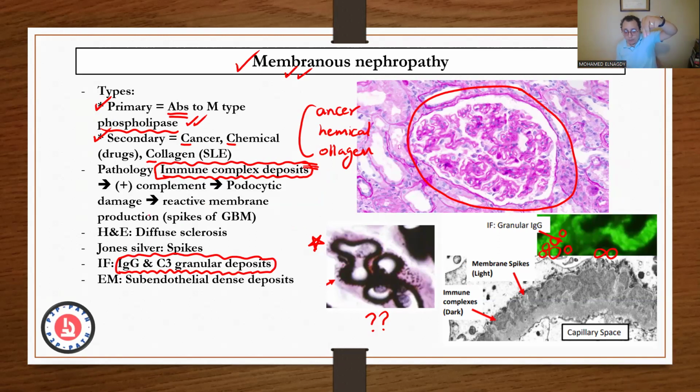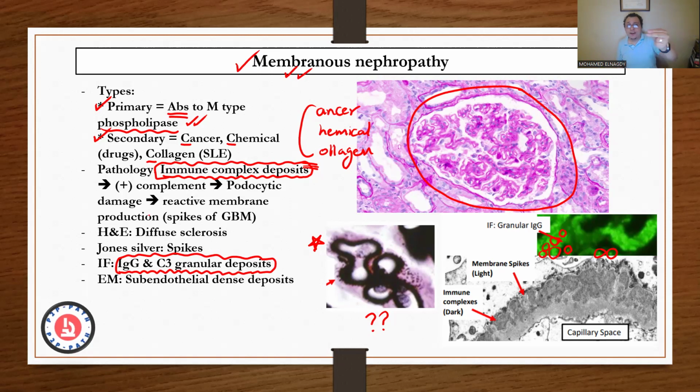So these immune complex deposits, please remember, what's an immune complex? An immune complex is an antigen-antibody complex which is circulating in the peripheral circulation. This immune complex is like a bomb. Wherever it settles, it damages.